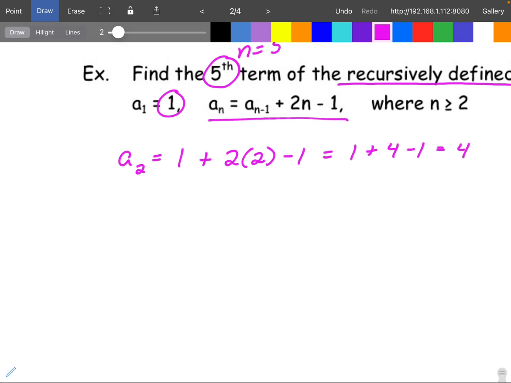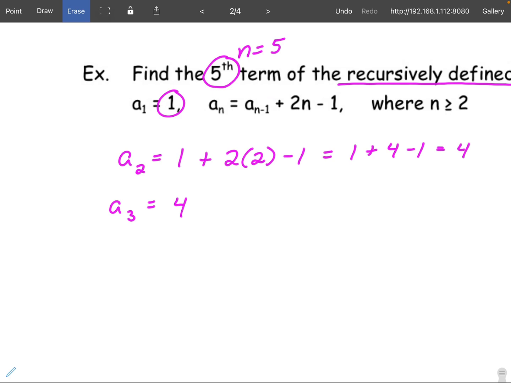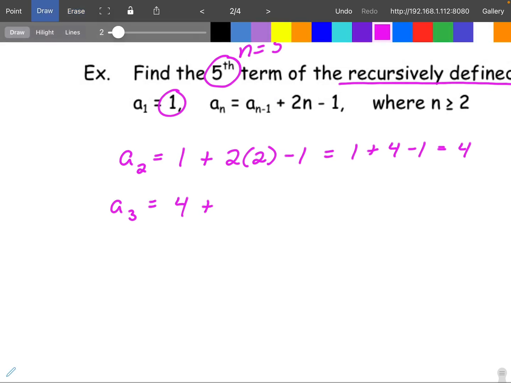Now that I know what the second term is, I can use my formula to find the third term, and then I'm going to keep going until I get to the fifth. So now we can find a sub 3. So for the third term, we know n is 3. Now we want to start with a sub n minus 1, which means the previous term. So the term before a sub 3 is a sub 2. And we found that a sub 2 was 4. So that's going to be 4 for our a sub n minus 1.